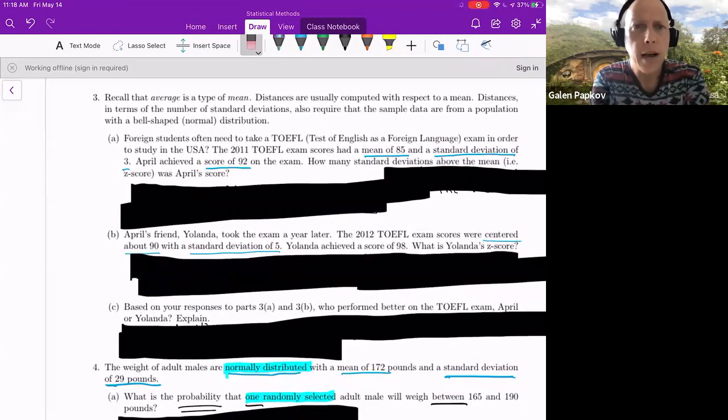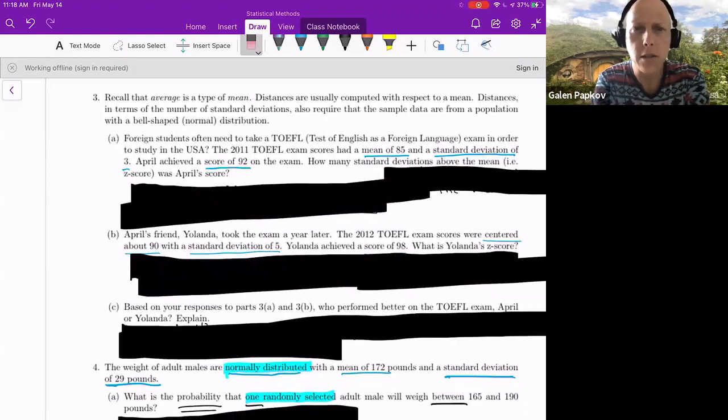This says, recall that the average is a type of mean and that distances are usually computed with respect to a mean. Distances in terms of the number of standard deviations also require that the sample data are from a population with a bell-shaped normal distribution. In A, it says foreign students often need to take a TOEFL, or test of English as a foreign language, exam in order to study in the US.